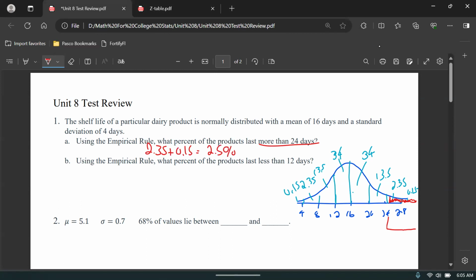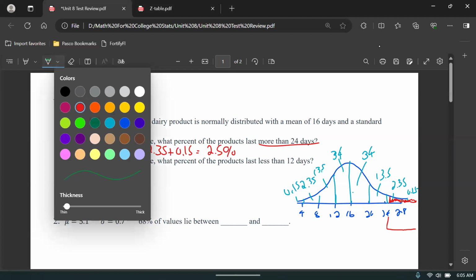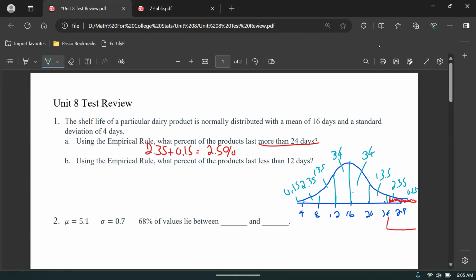percent. All right, using the empirical rule, a percent of product less than 12 days. So 12 days is here. Less than 12 days. So it's these regions. So that's going to be the 13.5 plus 2.35 plus 0.15, which is 16%.